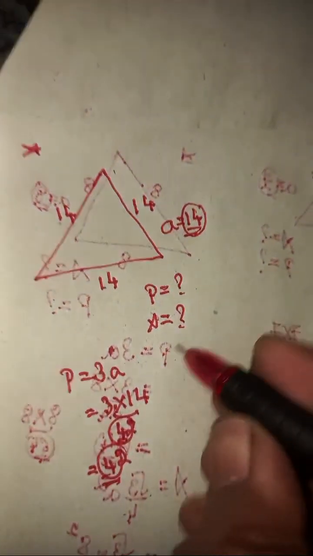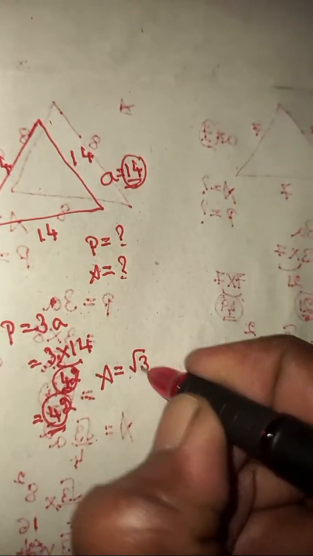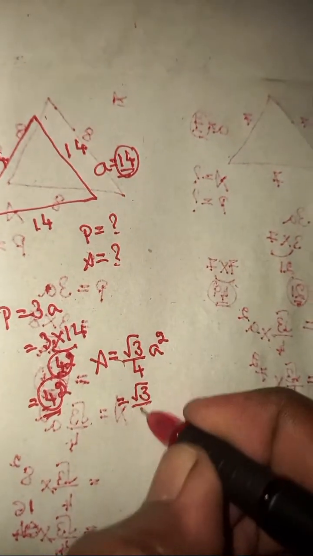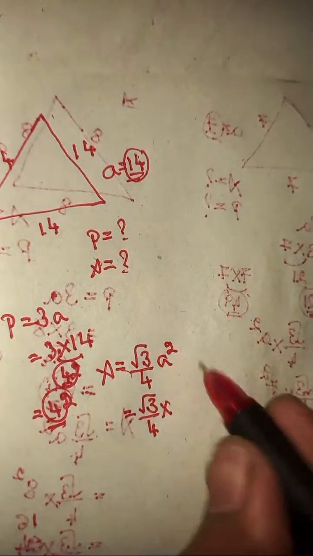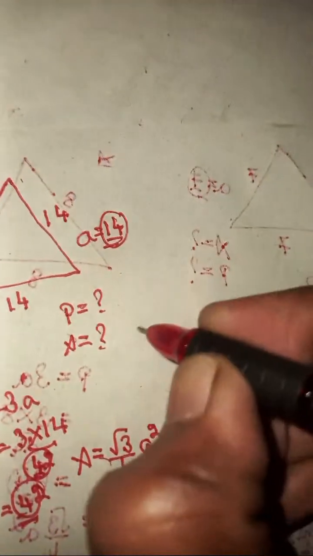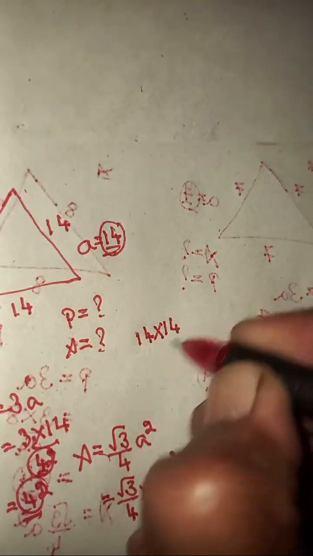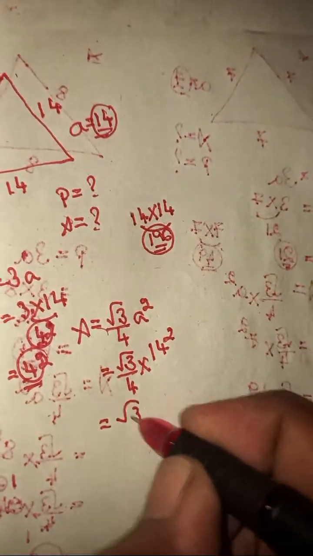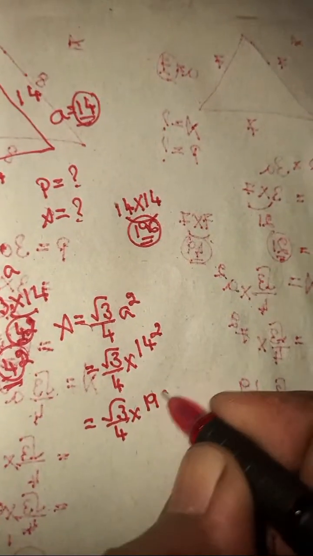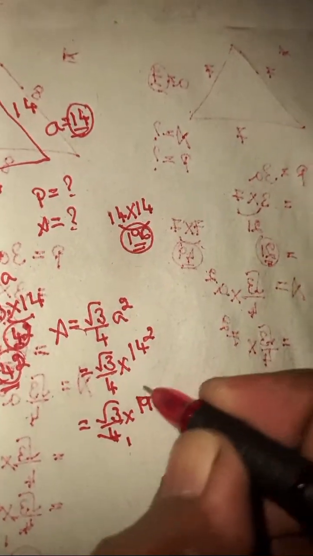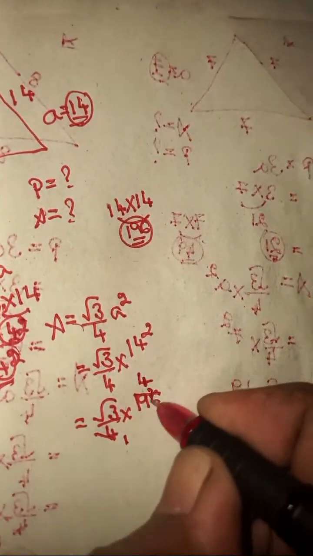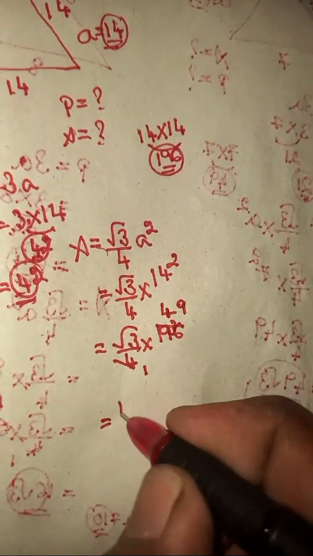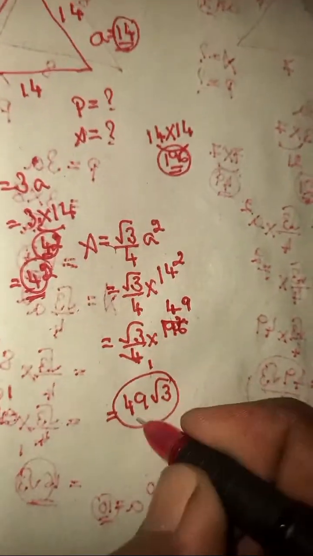And let's find out the area. Area is root 3 by 4 times of a square. That means root 3 by 4 times of this 14 square. 14 square means you can write it as 14 times of 14, which is 196. You're going to get root 3 by 4 times of 196. 4 1 times, 4 4 times is 16, and 4 9 times is 36. You're going to get it as 49 root 3.